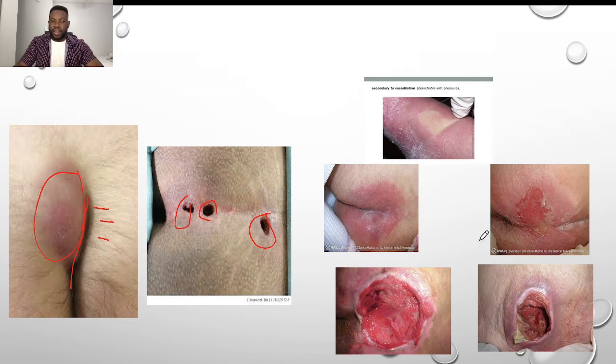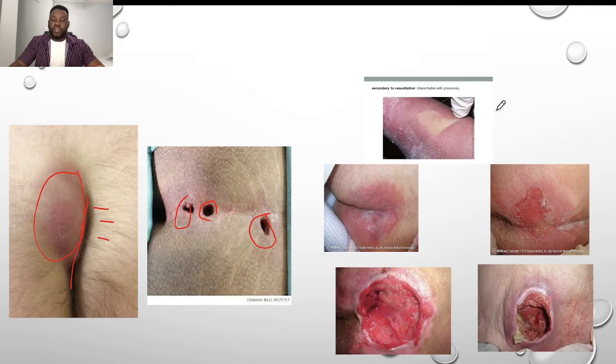The next one here is the pressure ulcers. So pressure ulcers, as we described, mostly is on the coccyx and the sacral area, because there's so much pressure there when we lay down, especially in the obese patient and bedridden patient. So we have different stages, we'll go through them.